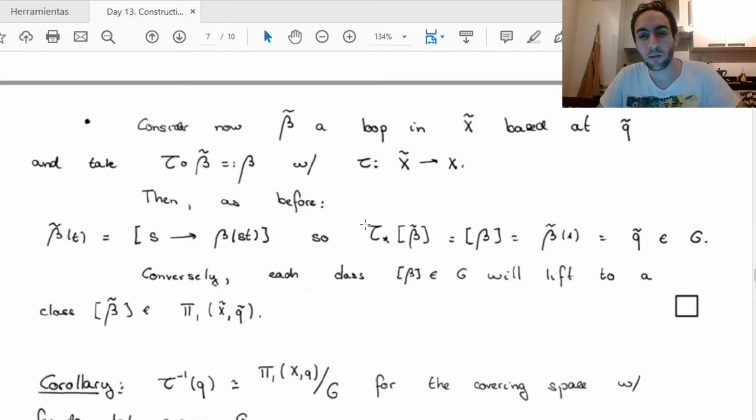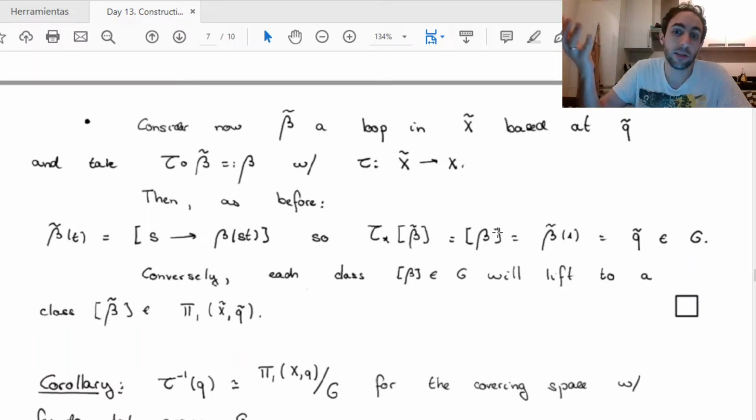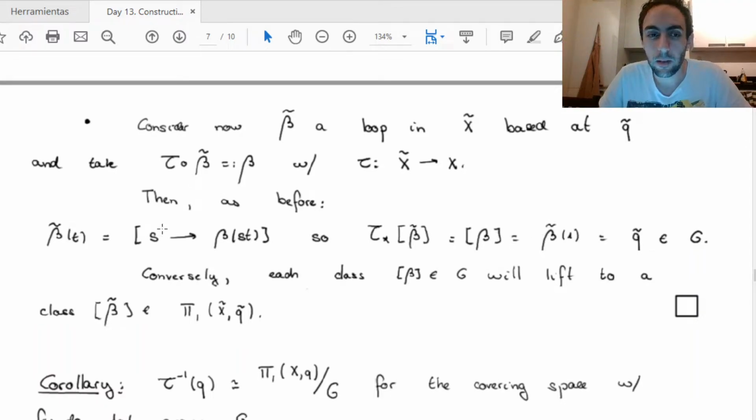And what that tells us is what? Well, what I want to check is where does the image of the class of beta tilde lie? So what is the image? So this is exactly here. This is of course the same as the class of beta, right? Because beta is just the image of beta tilde by tau, really. Then by this equality here, we know that this class is the same as beta tilde 1, right? Because beta tilde is a loop.